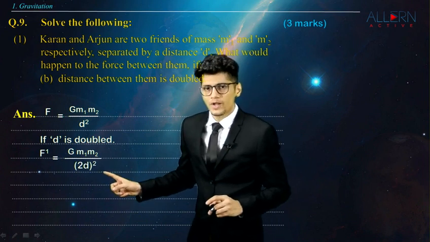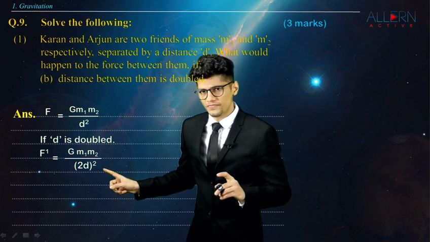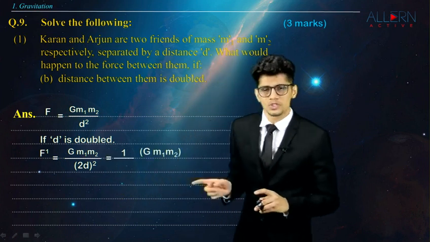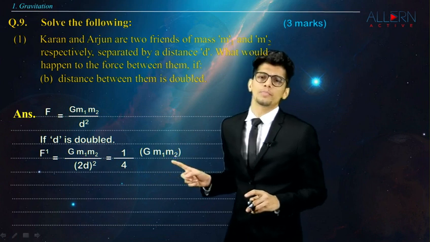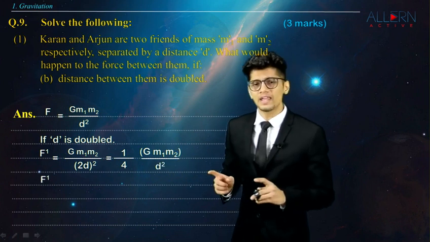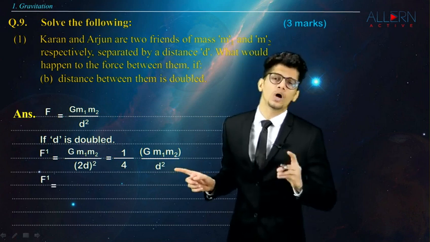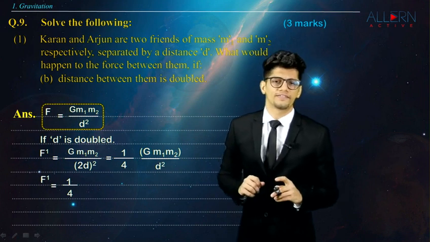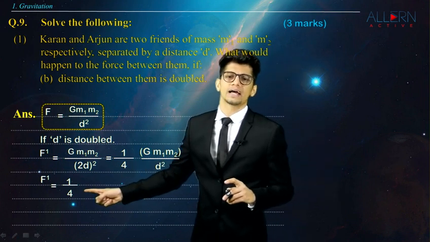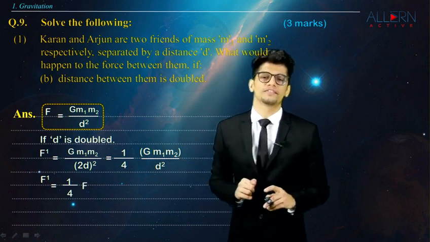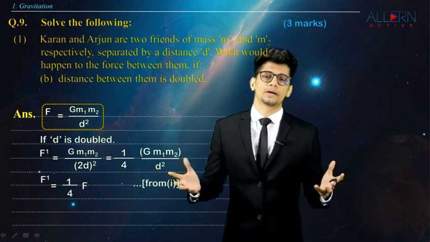Now the square of 2 is 4 and the square of d is d square. So we have 1 upon 4 on the outside. So we get 1 upon 4, G m1 m2 upon d square remains as it is. Now again we know that G m1 m2 upon d square is nothing but the value of capital F. So 1 upon 4 remains as it is. Instead of G m1 m2 upon d square, we write capital F. So this time the force becomes 1/4.